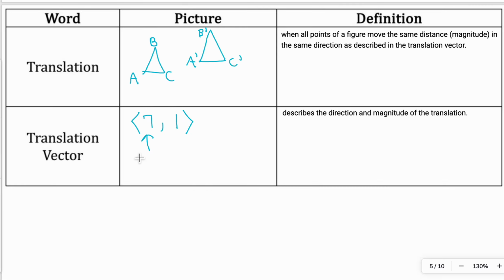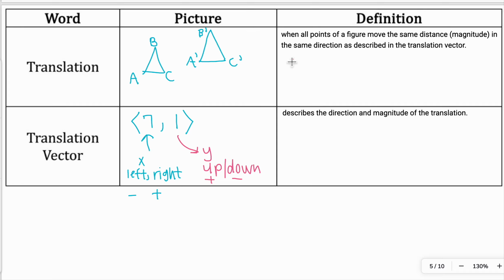This first number is always going to represent the x. That is going to be a left or right movement. A left movement is negative and a right movement is positive. And then the second number is representing the y movement. That would be up/down. Up would be positive and down would be negative. So those are the things that we're going to see.